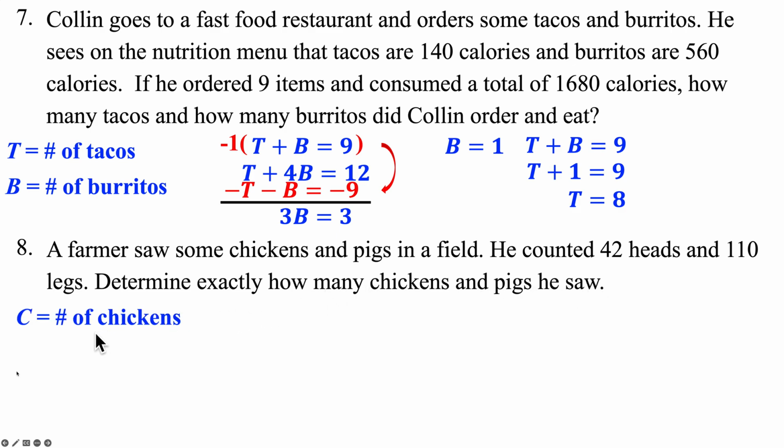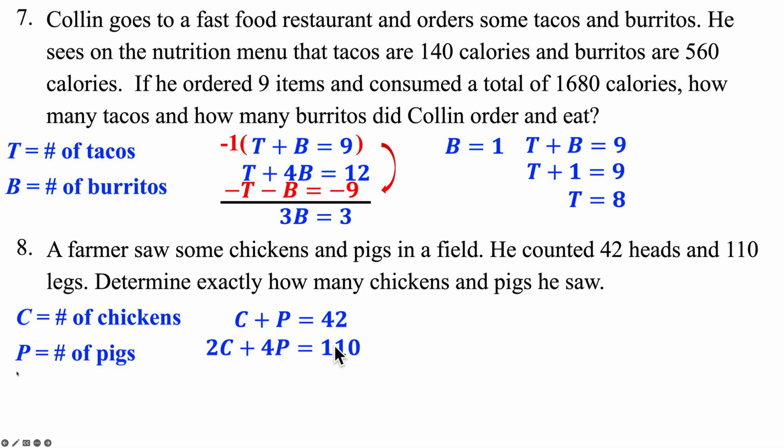All right, C for the number of chickens, P for the number of pigs. There was 42 heads, which means there's 42 animals. C plus P equals 42. Now, chickens have 2 legs, and pigs have 4 legs. So 2C plus 4P equals 110. Wait a minute, those are all even numbers again. So again, just like we did with the tacos and the burritos, let's divide out a 2.